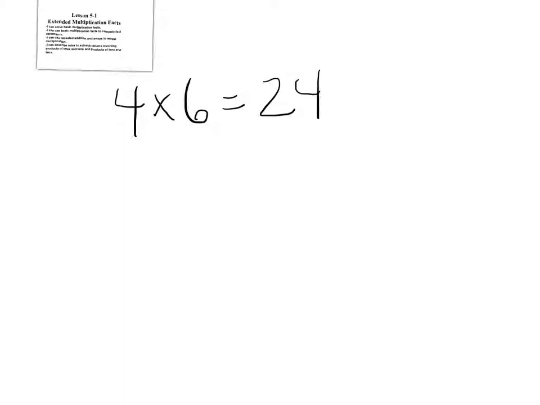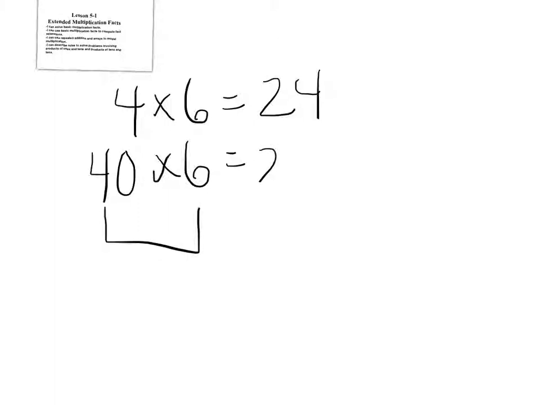I'm going to start by showing you 4 times 6. You should all know that 4 times 6 is 24. Well, if we extend the basic multiplication facts, we're adding a 0 or 2 zeros or 3 zeros, however many we want, to one of the basic factors here. Here's 4. We're going to add a 0 to the 4 and make it 40 times 6. So 40 times 6 is still 4 times 6, 24.